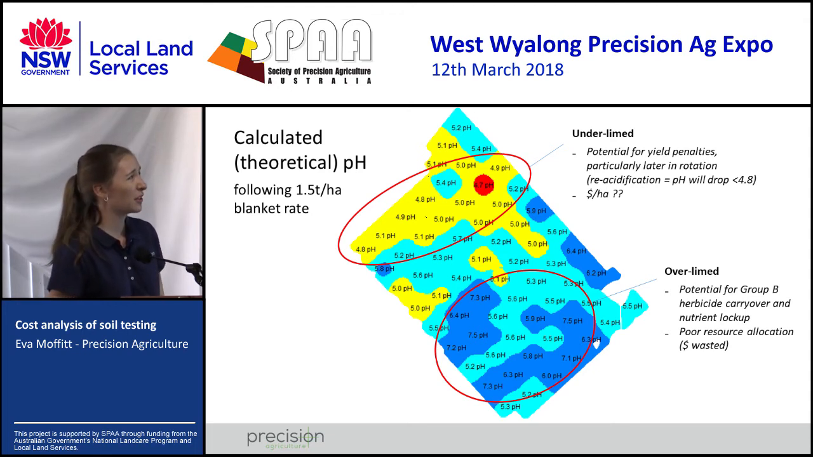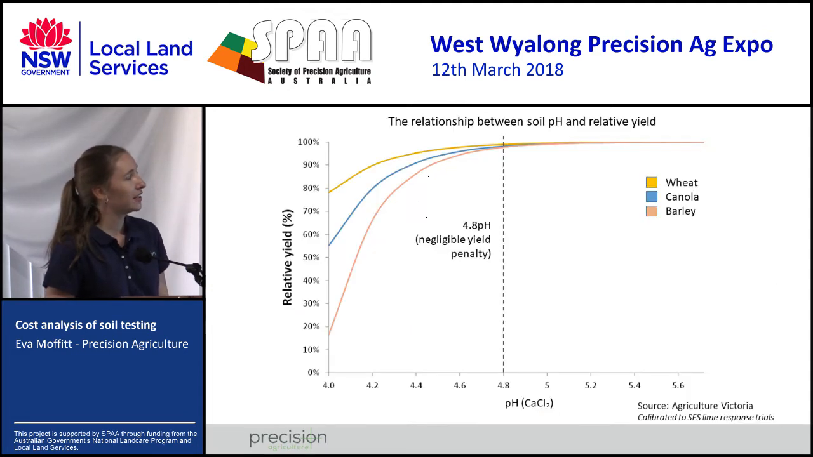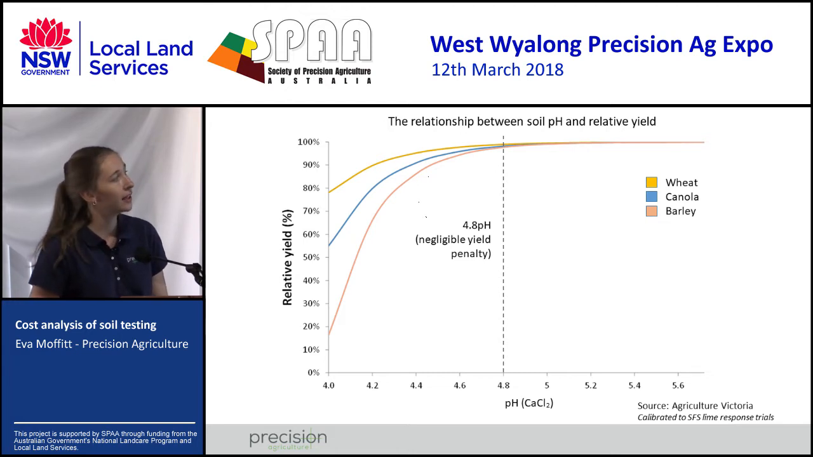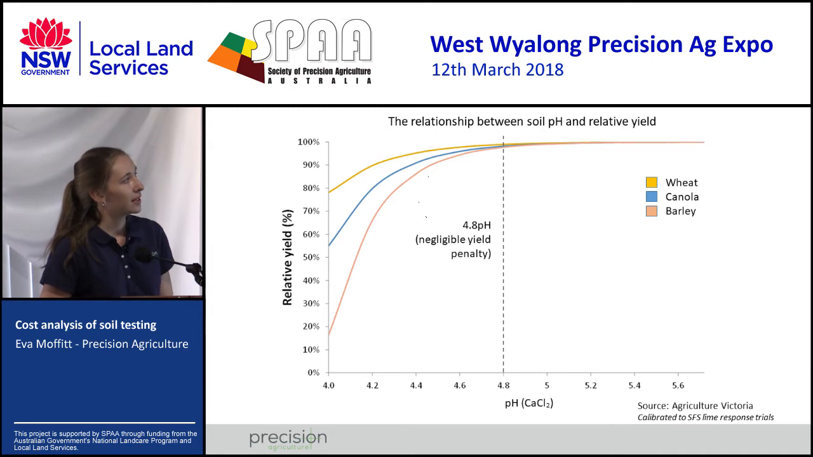So can we put $1 per hectare on that? I'm going to have a bit of a go, but it involves making a few assumptions. Firstly, we need to consider the relationship between soil pH and relative yield. So general rule of thumb is a value of 4.8 pH. If we can get the paddock to 4.8, we're not seeing any yield penalties related to soil acidity. Once we go below that, that's when we start seeing penalties.